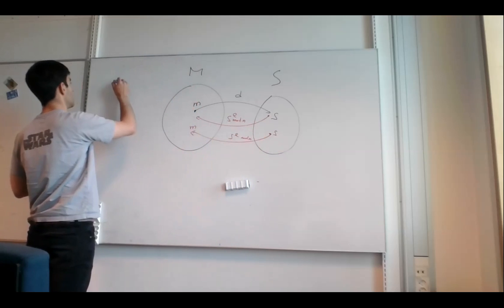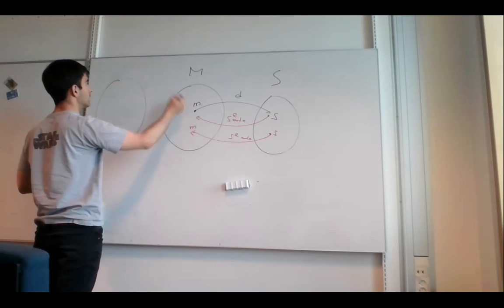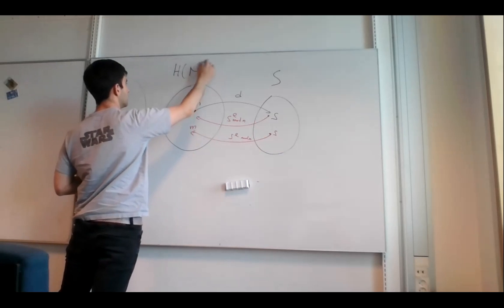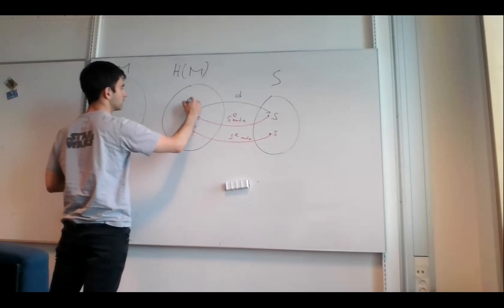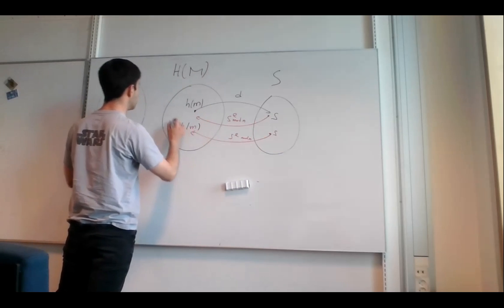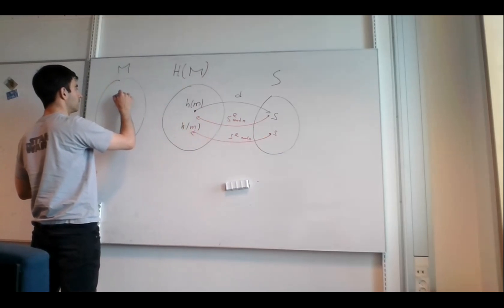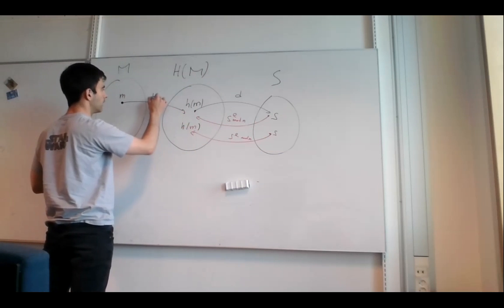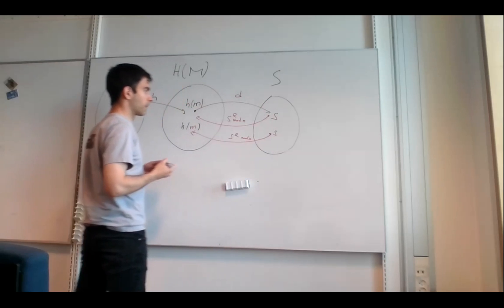So let's see now how the picture changes if those are not the messages anymore, but the hashes of the messages, and you start instead here with the messages. So an honest party will still start with the message, then compute the hash, and then sign using d.